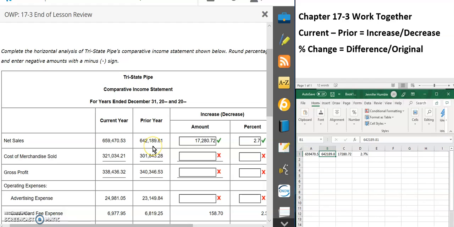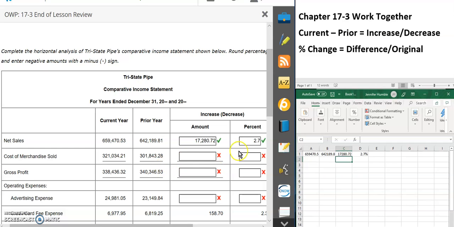In my spreadsheet, I've typed 659, and then I typed 642. In column C, I did a formula: equal 659 minus 642. When you hit enter, you get 17,280.72. That's how you figure out this column, and that's what it's going to be all the way down. You're just going to subtract. Just remember, think, do I need a positive or a negative number? Then make sure you do the math so that you get that positive or negative number.